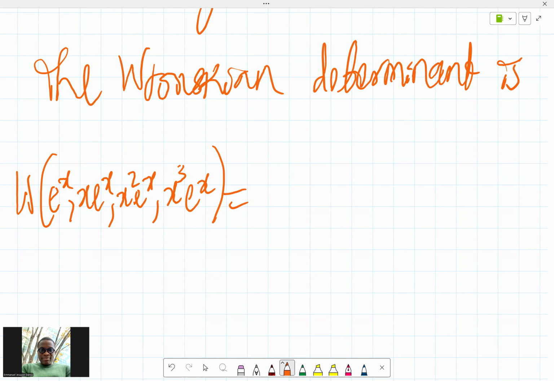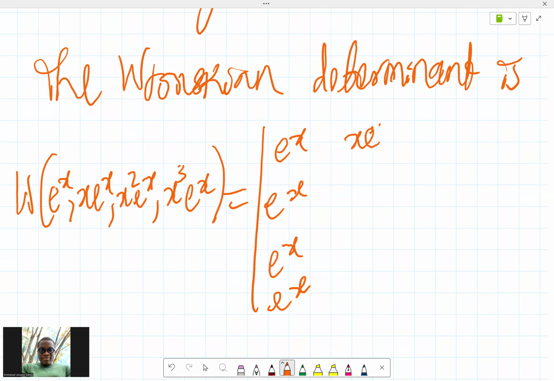And that is simply equal to, so we now take it step by step. You have e raised to x. Since we have four functions, you differentiate three times. Then the next one is x e raised to x, and that becomes plenty. Then you have (x plus 1) e raised to x from the product rule.